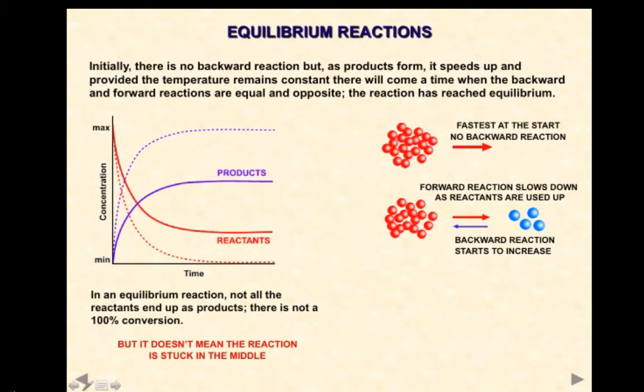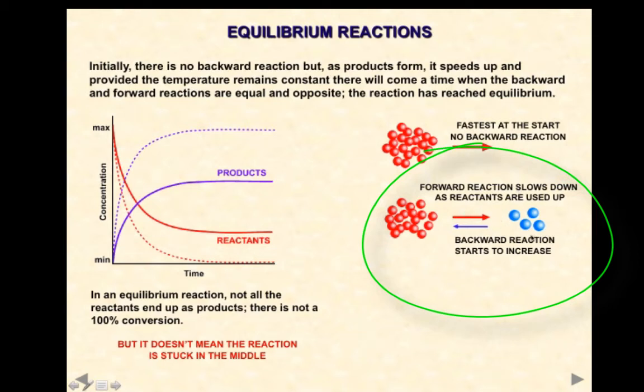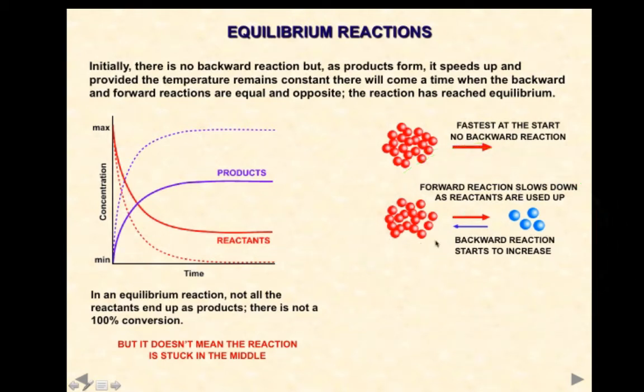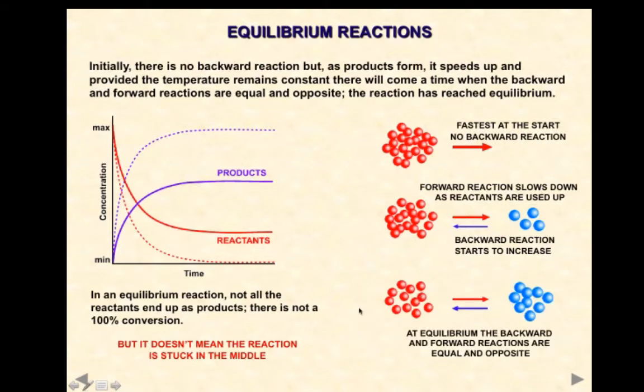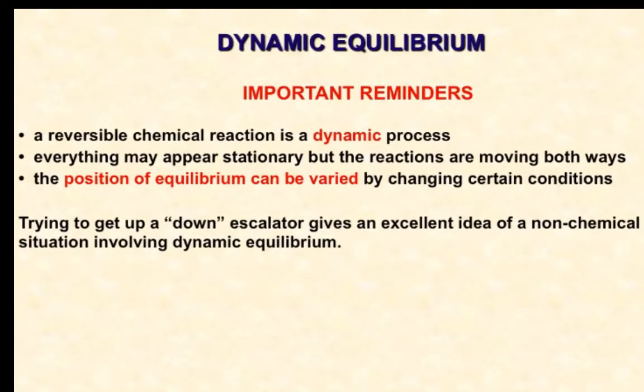What that doesn't mean is that the reaction is stuck in the middle. What it means is that we have a fast reaction at the start, but as the reaction proceeds, we begin to get some conversion back to the reactants again. So at equilibrium, we end up with concentrations that remain the same. What you have to remember is this is a dynamic process, and what we mean by that is that it's not just stopped there with equilibrium concentrations, but things are continually changing forwards and backwards.